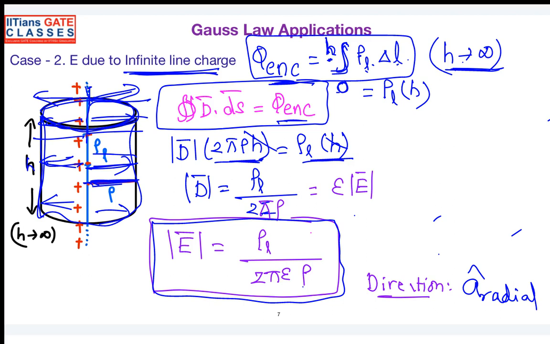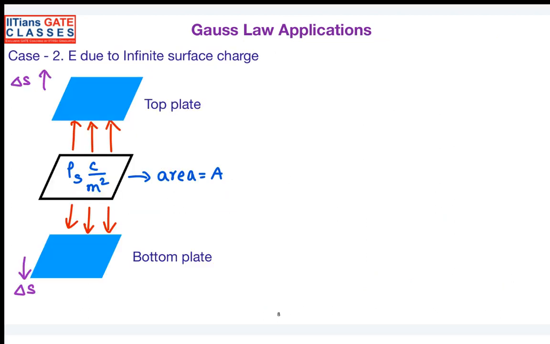Okay, I will move on to the next one. This is the electric field intensity due to a surface charge. This is also an infinite surface charge that I have considered. First try to see here. This is the surface charge, where the charge density is rho s coulomb per meter square and the area is A. So this sheet has a finite amount of charge. Whenever you have any surface charge, the flux will be radially away.